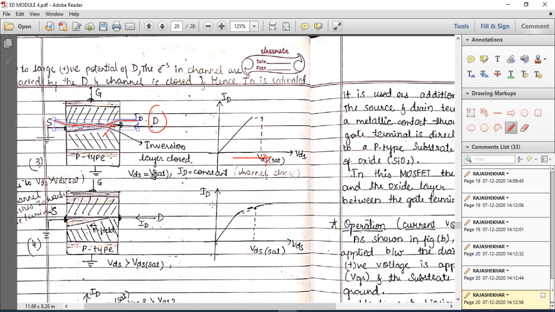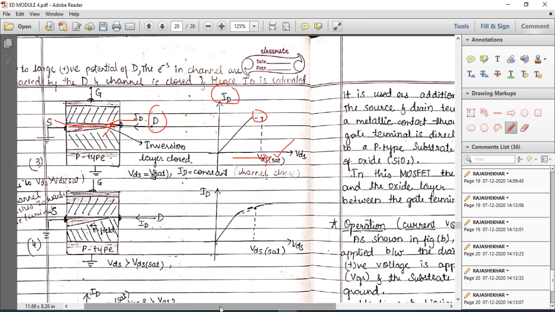So once it is closed, what happens? There is no path and the drain current becomes almost constant. This is what happens if I increase VDS to a particular voltage, which I call VDS saturation. This is the maximum voltage at which the drain current ID becomes almost constant.